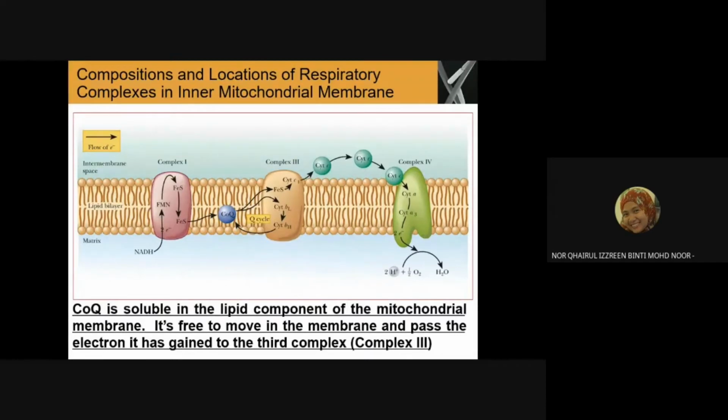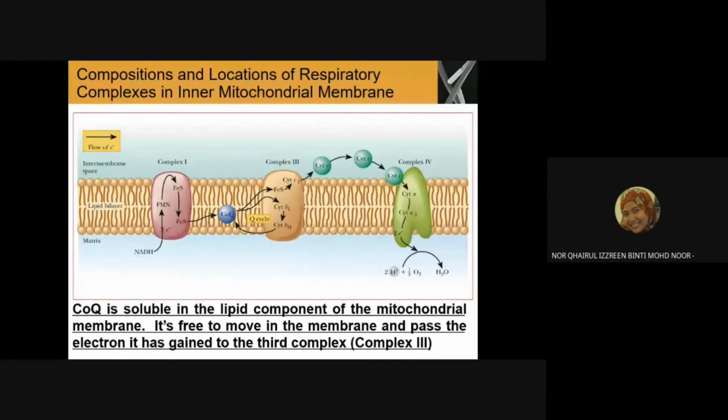So one electron moves onto the 2Fe-2S group of the Rieske center and is transferred to the heme group of cytochrome C1. And then it is picked up by cytochrome C, which diffuses away and travels to complex number 4. Okay, you can see up there.